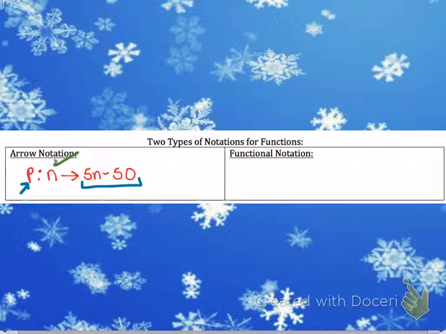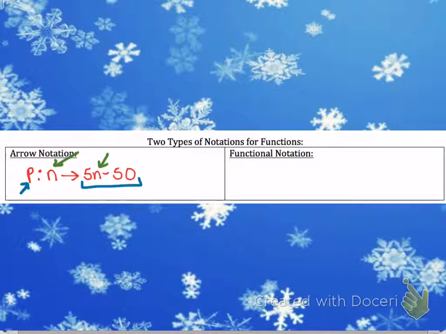The letter that follows is your input value. We've typically been using x, but you can use other variables. We read this as p of n, and that means 5 times n minus 50.